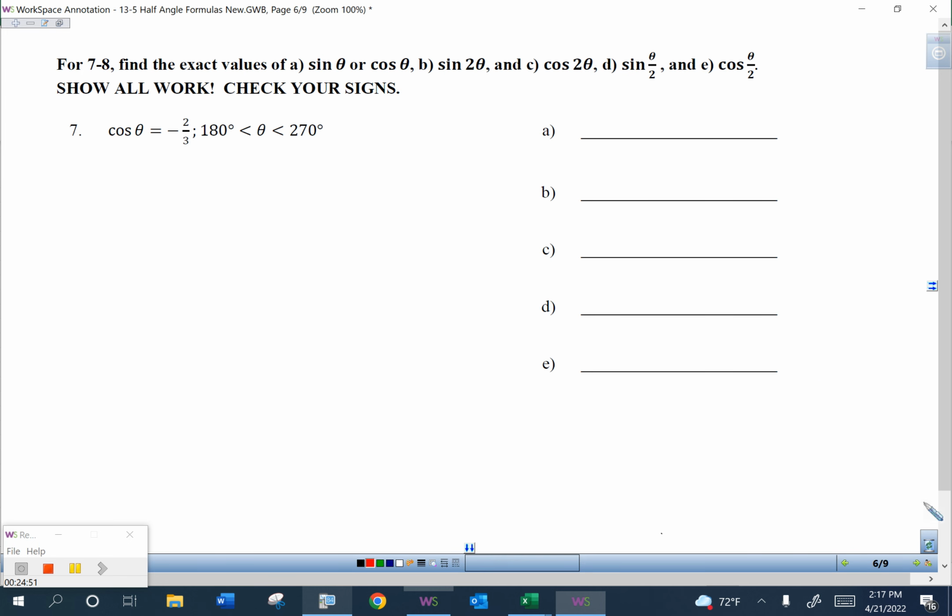Alright, here's how it's going to really look on quizzes and tests. You have all of the parts together. A, B, and C are reviewed from last time. D and E are the half angles that we just talked about. Okay, so we're going to go in order and do this first one together.